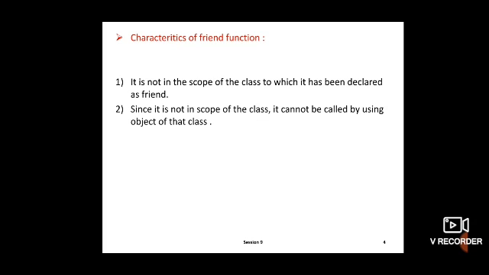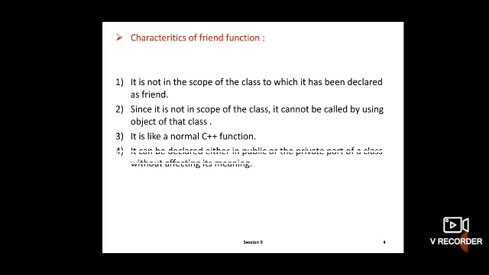Now student, you know how to invoke a member function of a class using an object: object name dot function name. But when you declare a friend function, it cannot be called using an object of that class. It is not necessary to declare an object and call the friend function through it. You can easily call it like a normal C++ function.